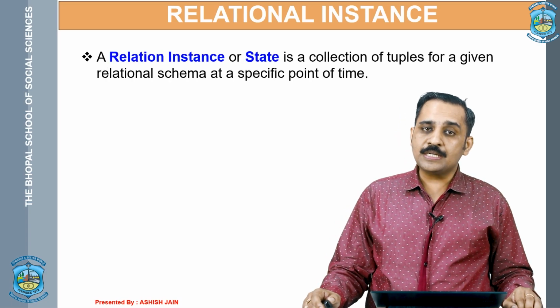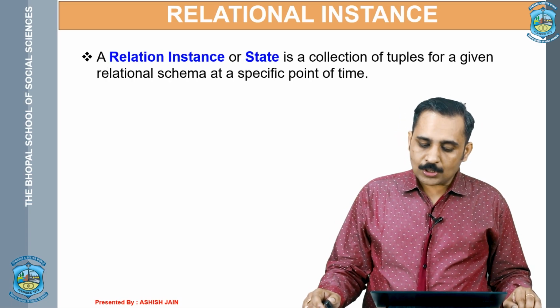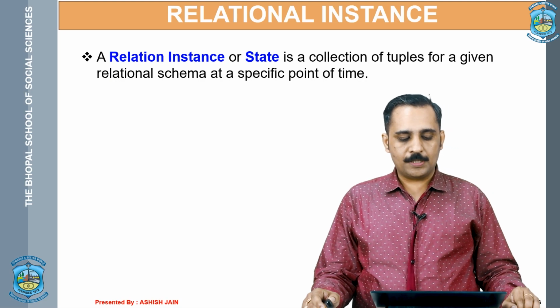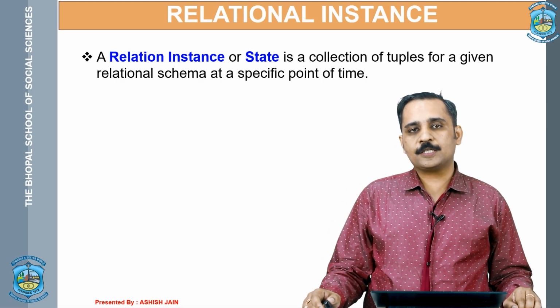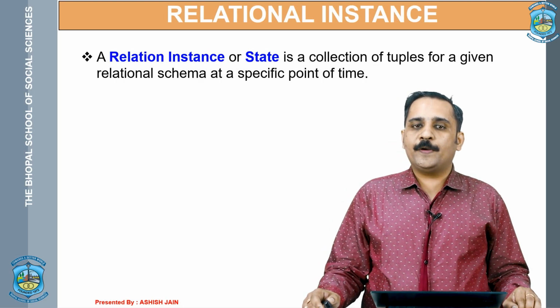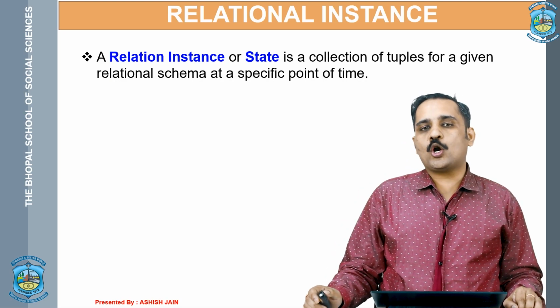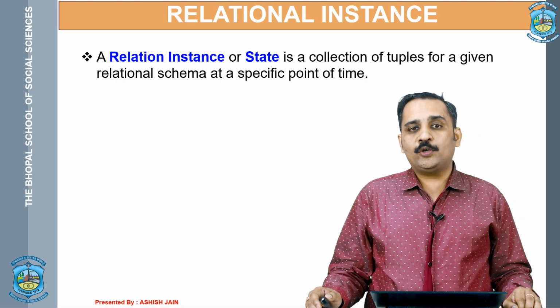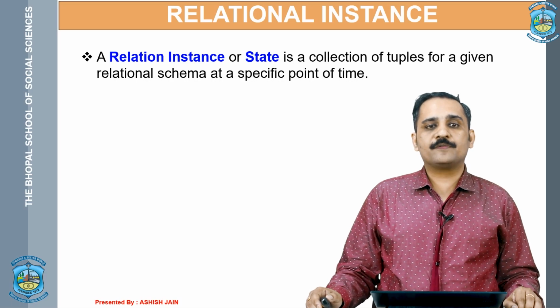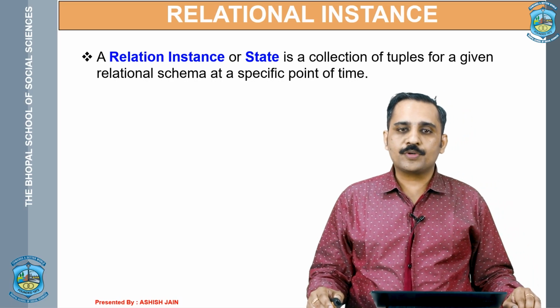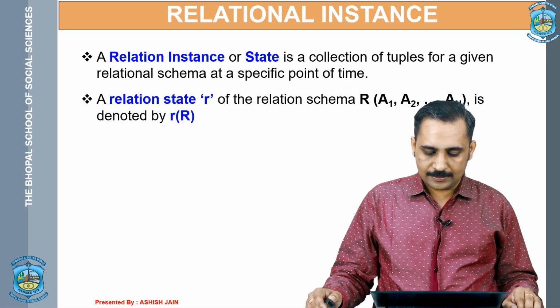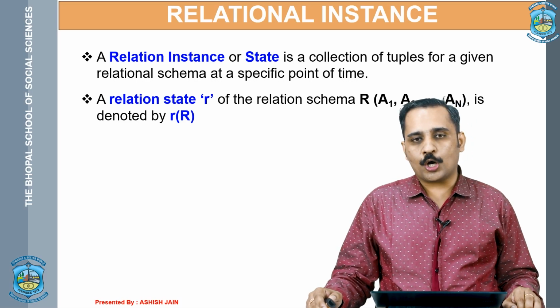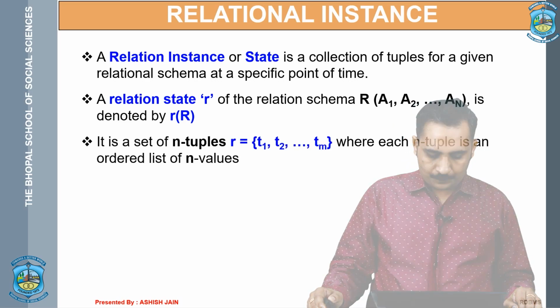Now we come to relational instance. The instance or state is a collection of tuples for a given relational schema at a specific point of time. If we talk about only the structure, we call it as relational schema. If we talk about the values that satisfy the requirements of that particular structure, it is called an instance. That means one filled record or a tuple is called an instance.